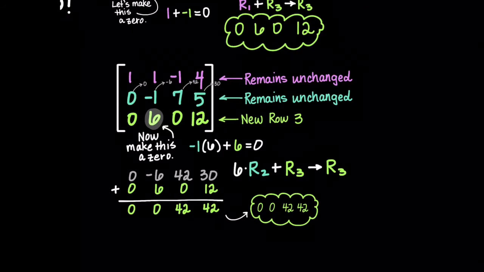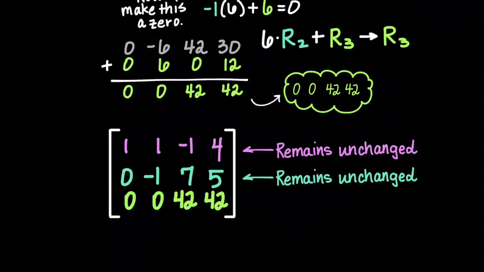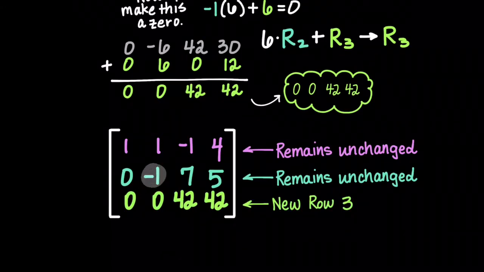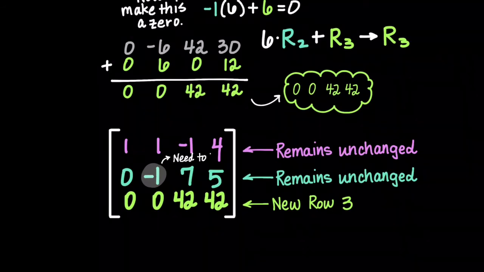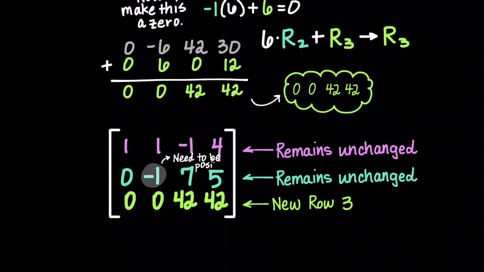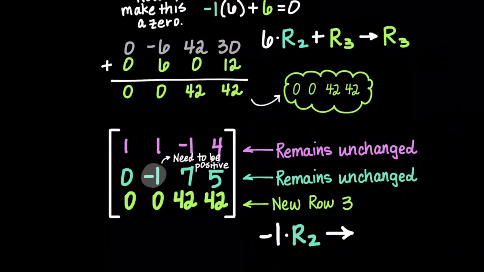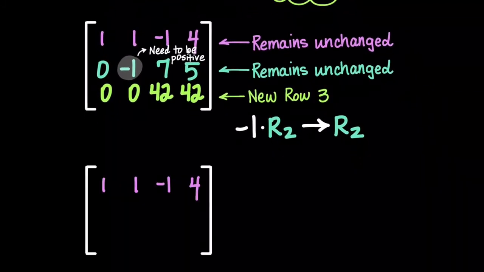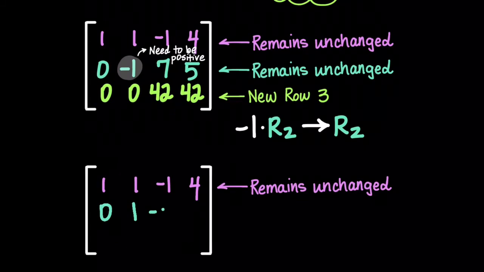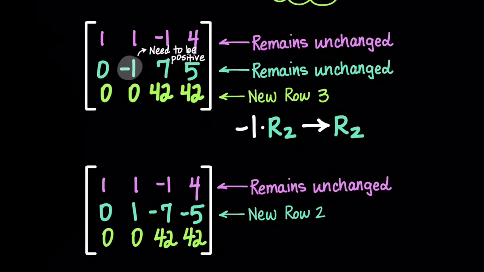So now let's rewrite that matrix where we have rows 1 and 2 both remaining unchanged and our new row 3. Our second to last step in achieving row echelon form is to turn this negative 1 into a positive 1. Since the number already has an absolute value of 1, we just need to change it to its opposite. So we're going to multiply row 2 by negative 1 to obtain a new row 2. And when we rewrite our matrix, row 1 remains unchanged. We have our new row 2 of 0, 1, negative 7, negative 5, and our row 3 remains unchanged from the previous step.